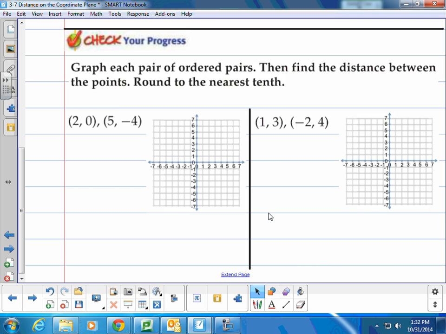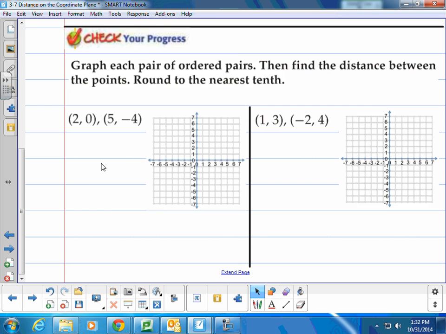So for this one, give these a try. We're going to use those dots, if we will. So I'm going to start, we'll use purple for this one. So I'm going to go, starting at the origin, I'm going to go 2 to the right and 0 up. I'm going to go 5 to the right. So that was this point. I'm going to go 5 to the right now and 4 down. And it looks like I'm looking for the distance from this point to this point. Maybe I should draw a line instead. That might be nifty.